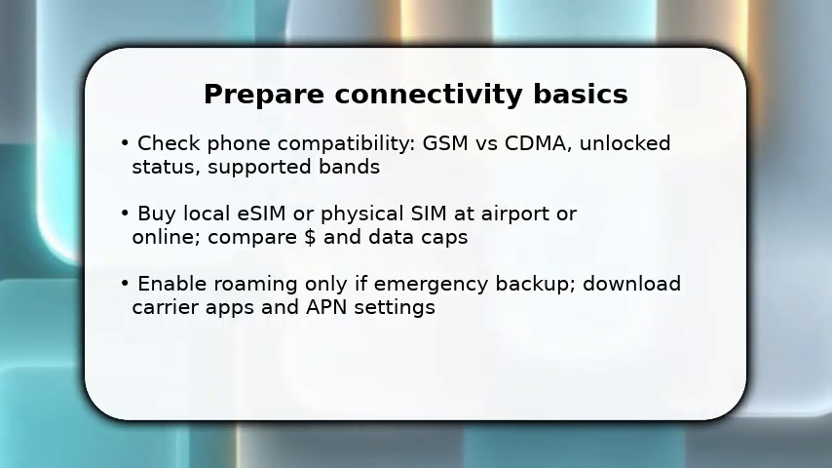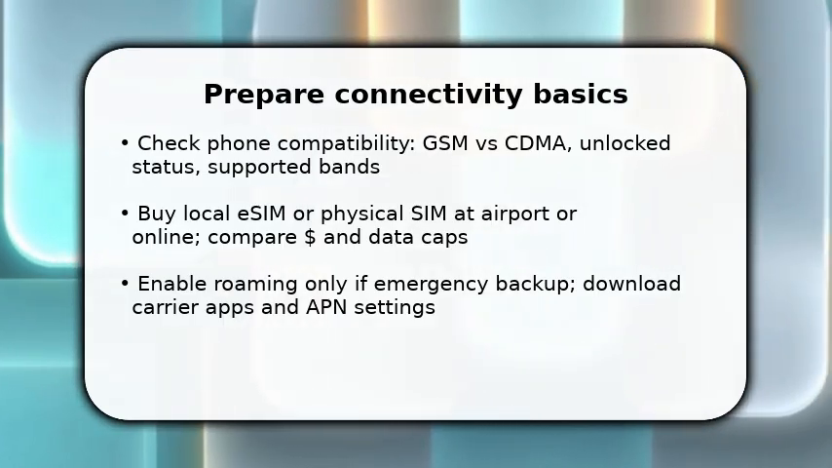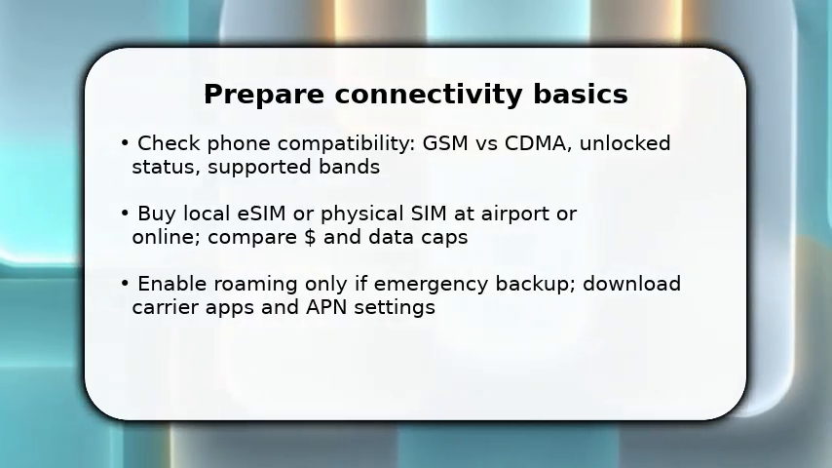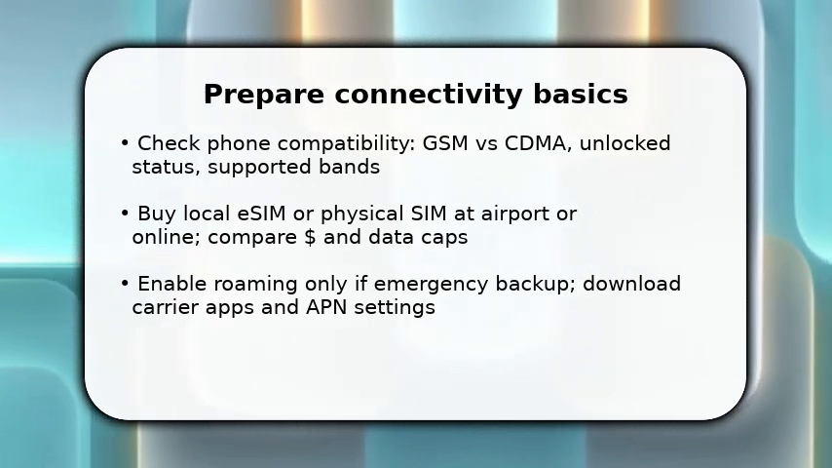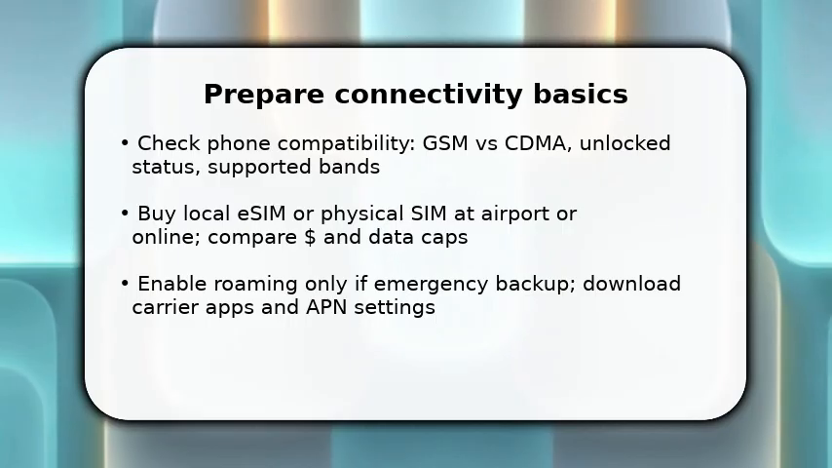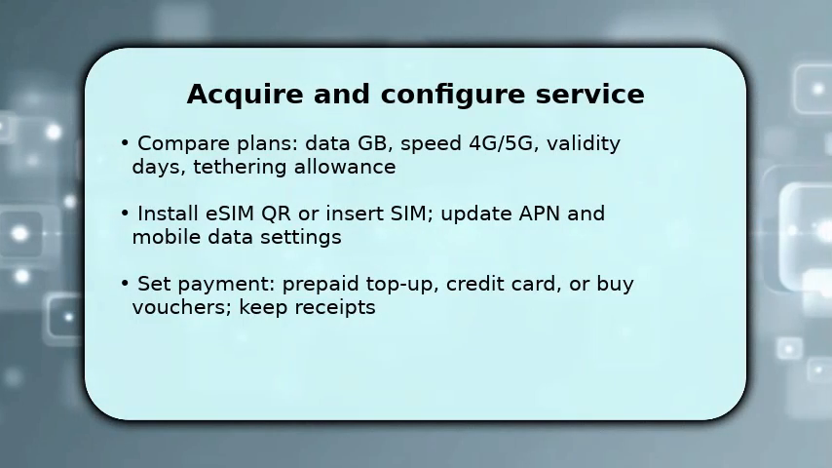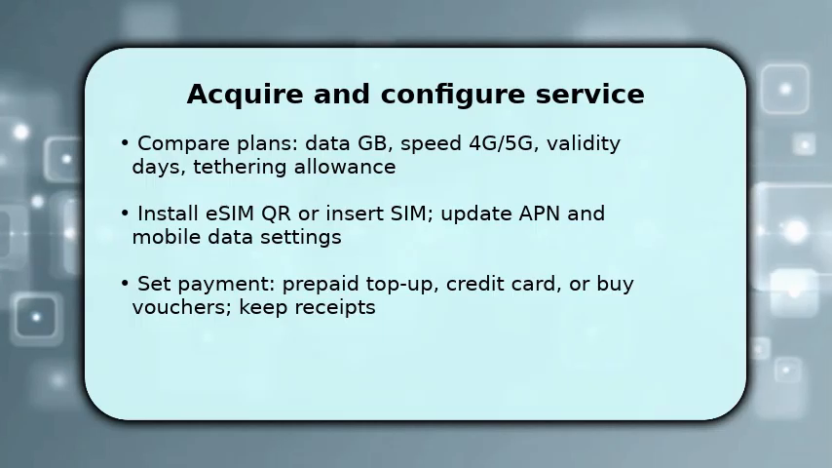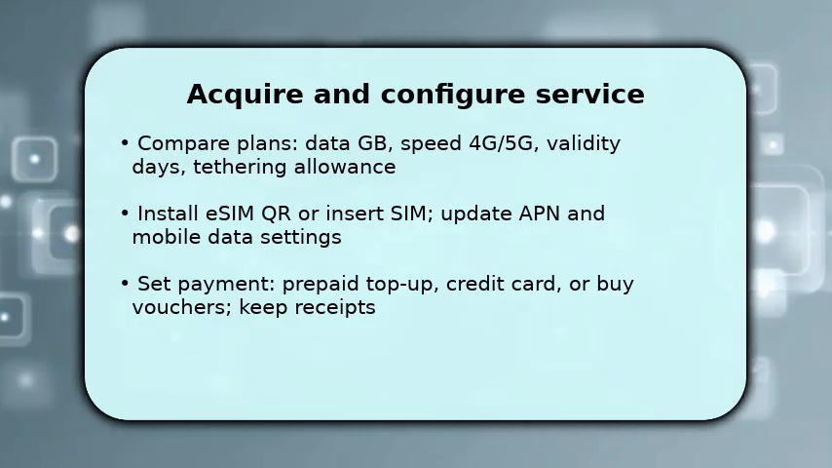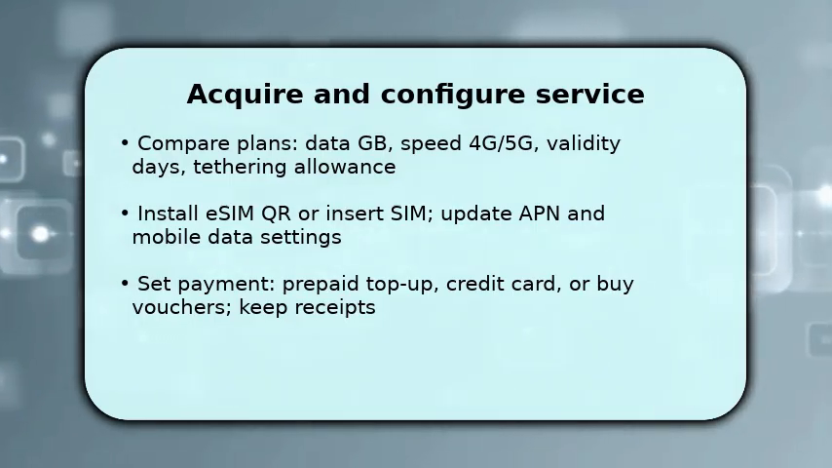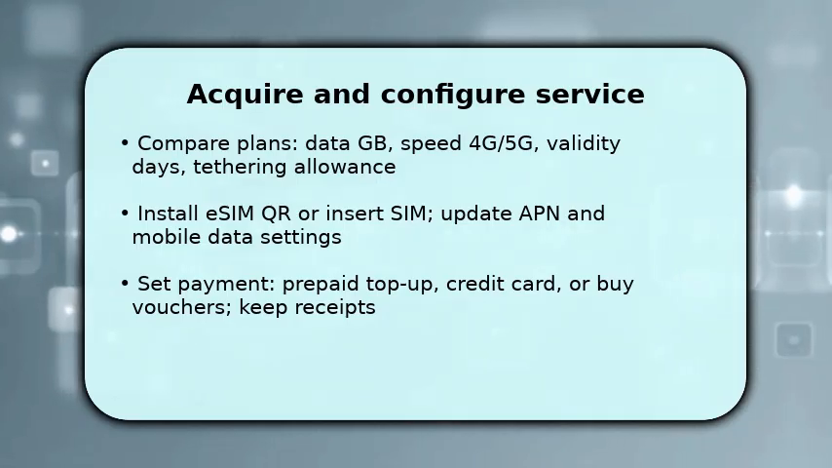Make sure to back up your current SIM profile and note APN settings before you swap. That prevents losing service options and speeds up reinstating service when you return. Next, you shop and select a plan that matches your needs. Prioritize GB and 4G/5G speeds for video and maps, and check tethering if you share.